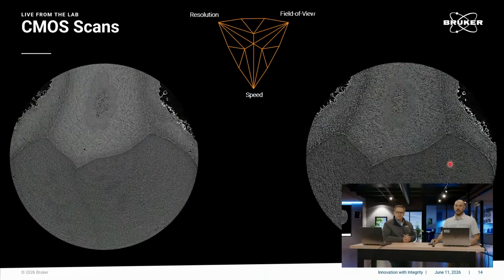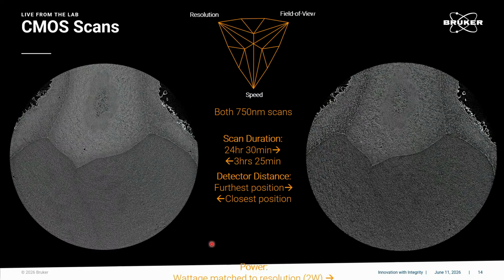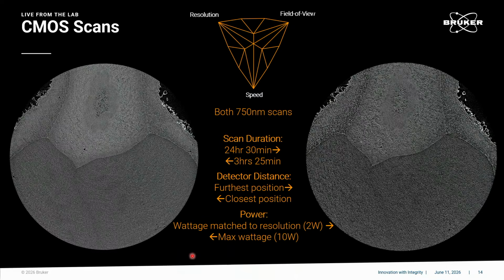So now if we go to this next higher resolution, we're using the CMOS detector. Let me show you. Now both of these scans are at 750 nanometers. I could have gone a little closer, but I couldn't get the almond close enough. We could have gone down a little closer, depending on which sample we were looking at.